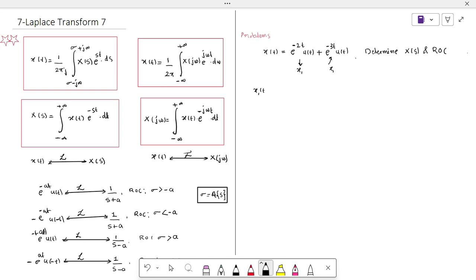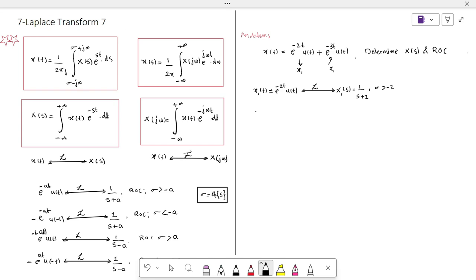Here I am writing x1(t) equal to e^(-2t) u(t). From this formula, the Laplace transform X1(s) equals 1 by s plus 2, and the region of convergence is sigma greater than minus 2.